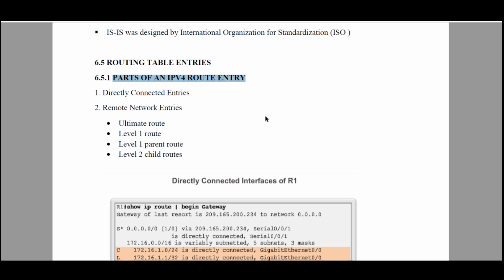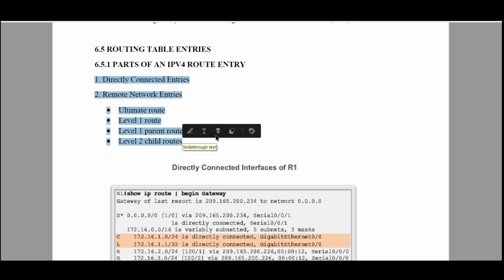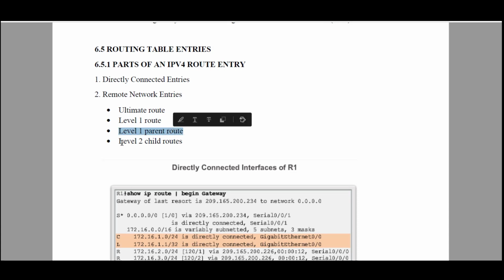These are the different parts available. Now we are going to the different types of entries. The first one is directly connected entries, meaning directly connected networks. Then remote network entries. In this you have something called the ultimate route, level 1 route, level 1 parent route, and level 2 child routes. So there are 4 different types available.